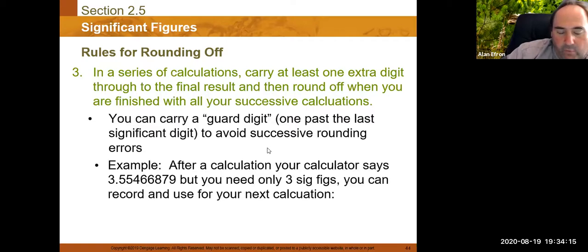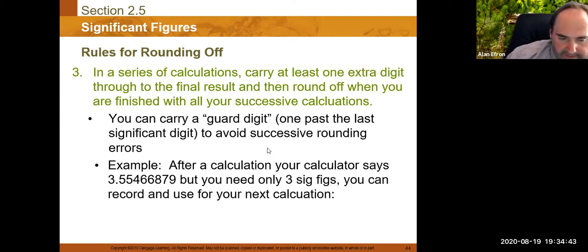Now, when we do rounding, especially when we're doing several calculations in a row, we typically do not want to round till the very end. One way you could do that is to use what they call a guard digit, which is 1 or 2 extra digits that you carry in your calculation until you get to the end. And then at the end, you clean it up to the proper number of significant figures.